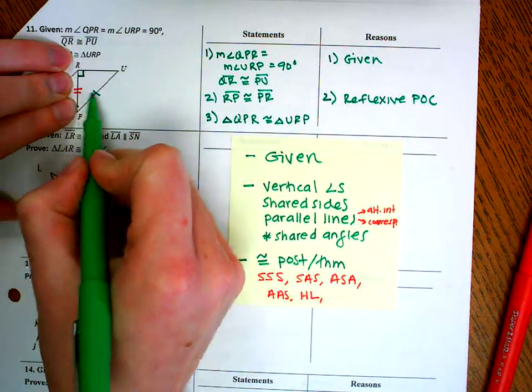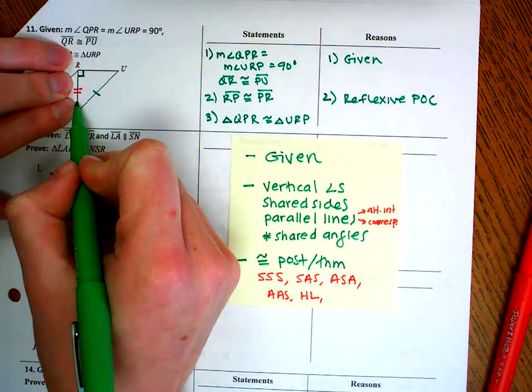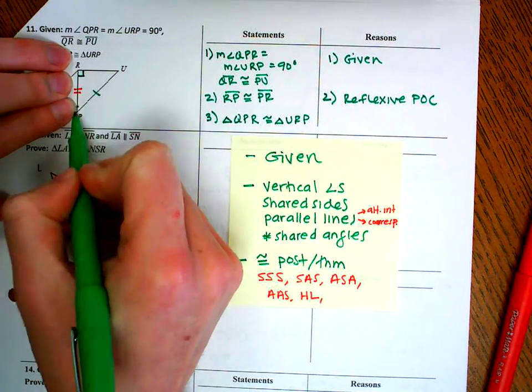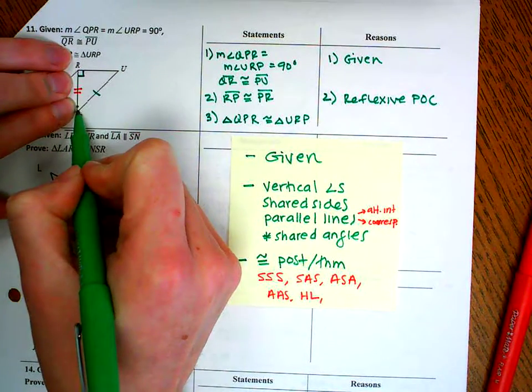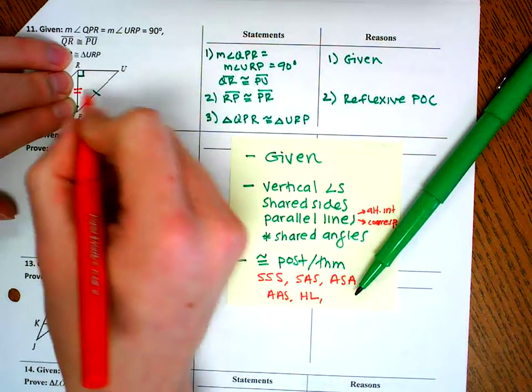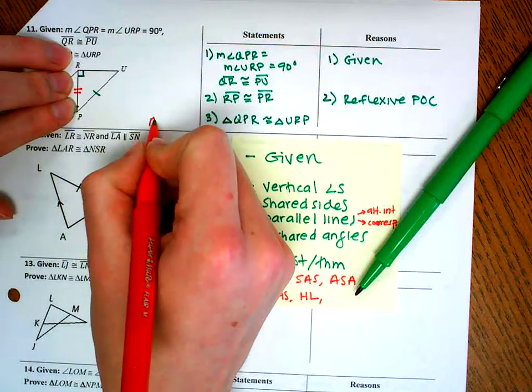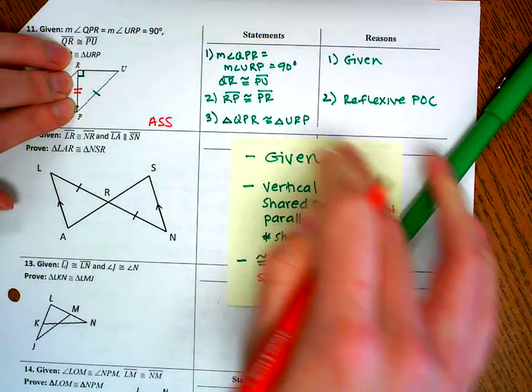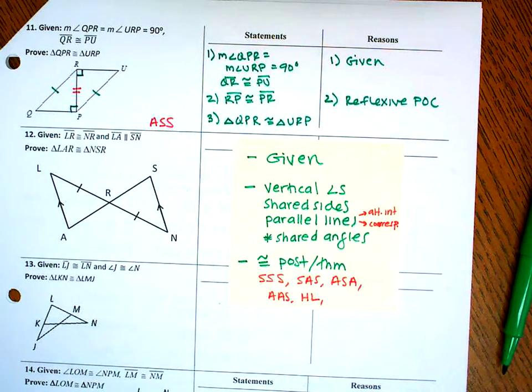Well, you'll notice I have 2 sides. The angle is not included. It's not directly in between these 2 sides, or if you see these sides, they meet at vertex P. That's not the angle marked. It's up here. So this would be ASS, because we have an angle and 2 sides. But remember, ASS is no good. We can't use that to prove triangles are congruent.